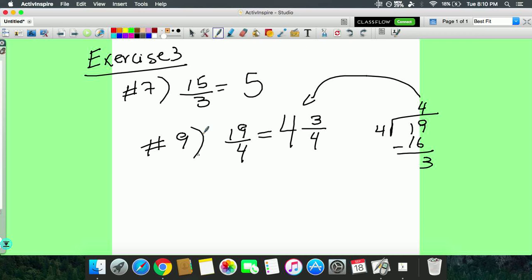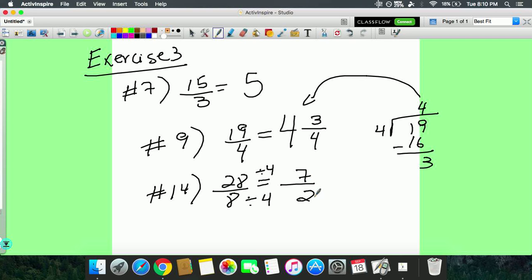Let's do another one. Let's do 14. It's 28 over 8. And you can simplify first and then change it to a mixed number, or you can change to a mixed number and simplify. So I'll simplify first. I'm going to find a common factor between 28 and 8. So I'm going to choose 4. I'm going to divide 8 divided by 4 is 2, and 28 divided by 4 is 7. So that's simplified, reduced. There's no other common factors between 7 and 2 besides 1.